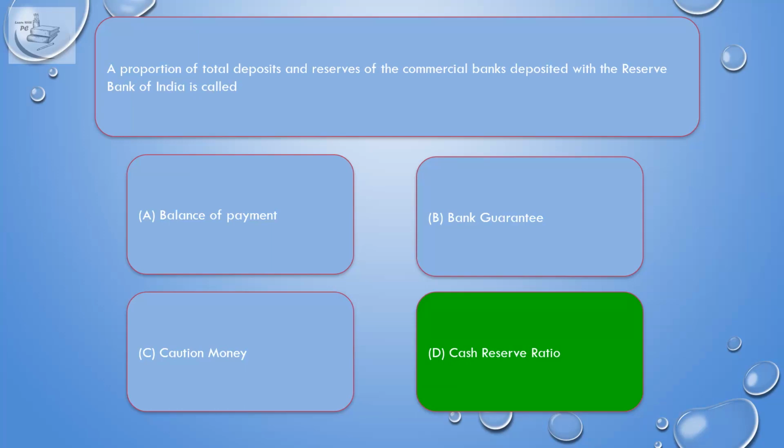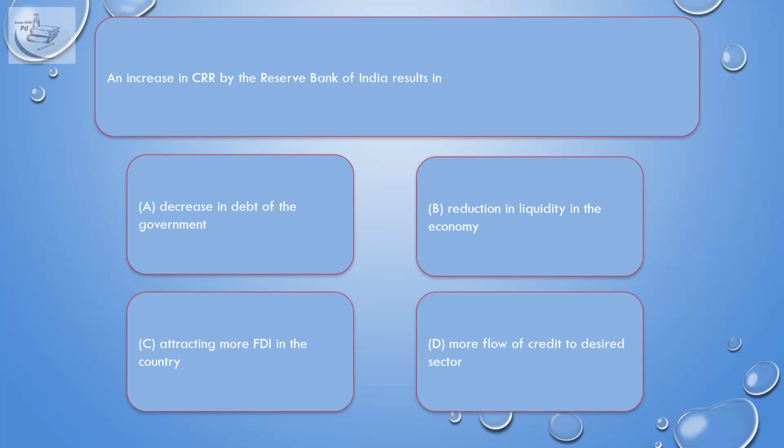Correct answer is D. cash reserve ratio. Question: an increase in CRR by the Reserve Bank of India results in A. decrease in debt of the government. B. reduction in liquidity in the economy. C. attracting more FDI in the country. D. more flow of credit to desired sector.